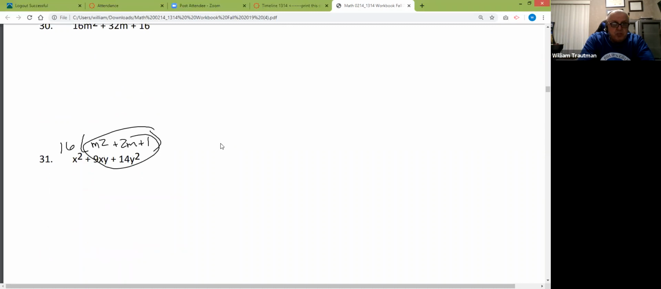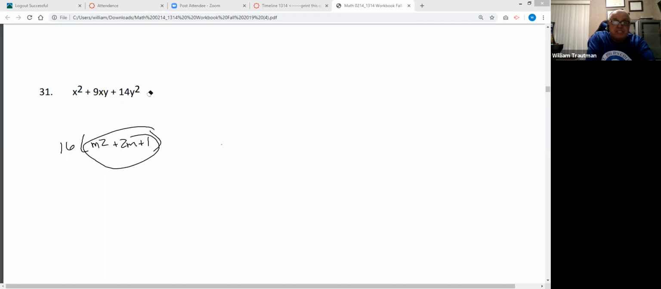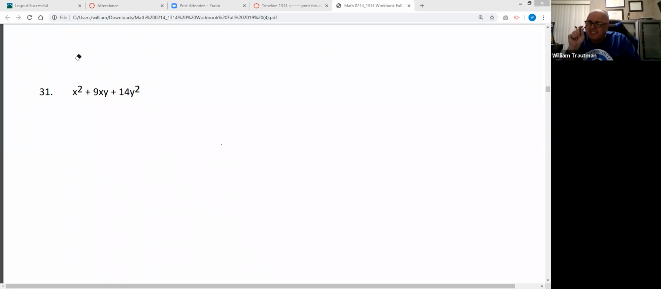I'm going to do number 31 now, because it's a little bit different. It's the same steps and procedures. Everything is the same steps and procedures, but in 31 there's just a very small twist to it, nothing special.